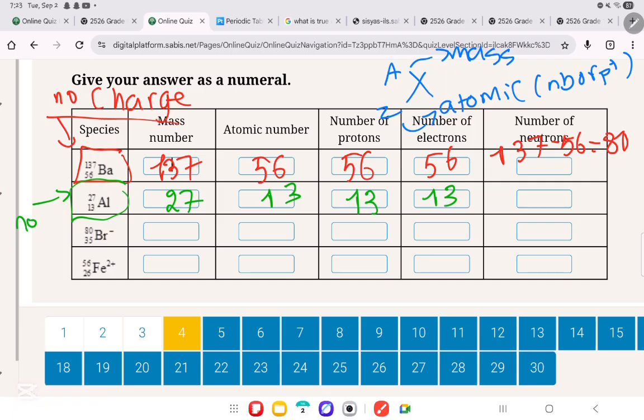Now, how do you find the number of neutrons? Very simply, it's going to be 27 minus 13. Put it on the calculator and you will get an answer of 14. Let's move on to the next one.